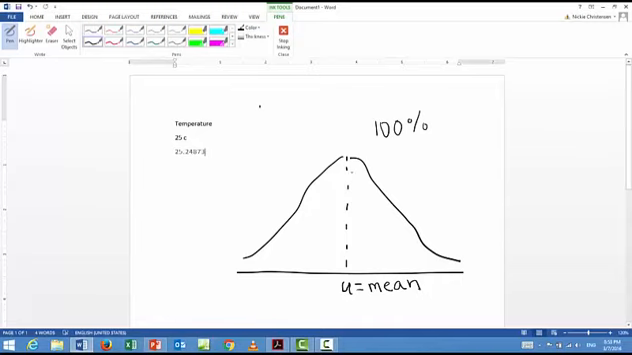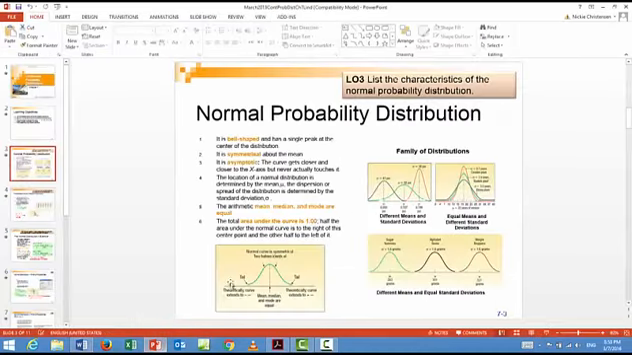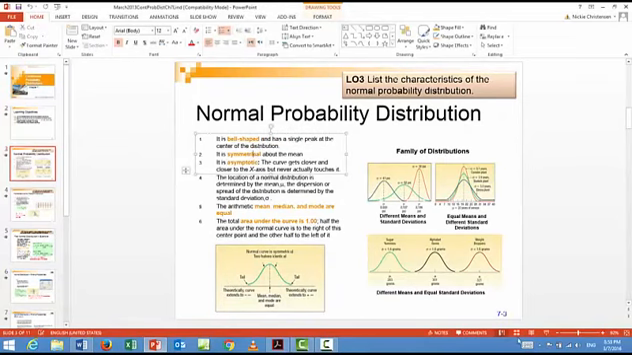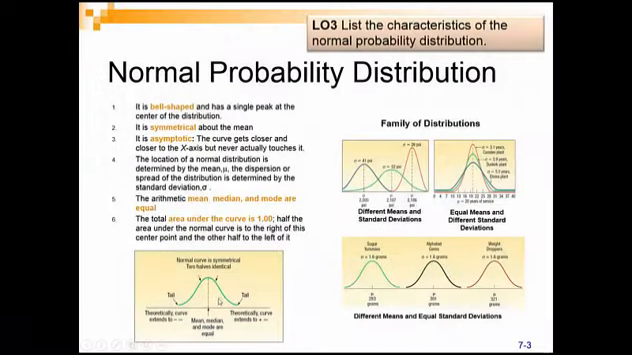The curve is symmetrical. Let's look back at our PowerPoint. The curve is symmetrical, that means it's like a mirror image. So this half of the curve is an exact mirror image of this half of the curve. And since the total area under the curve is 1, we know that 50% of that is here, 50% is here.